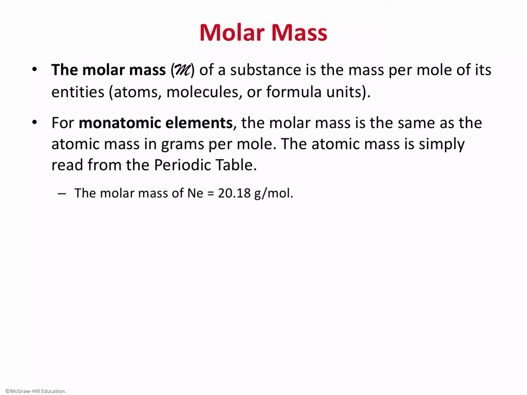Molar mass. The molar mass of a substance, given by the italic capital M, is the mass per mole of its entities. If you take 1 mole, what is the mass of its entities? Remember, entities could be atoms, molecules, or formula units. So for monatomic elements, meaning single atoms, the molar mass is the same as the atomic mass in grams per mole, which you find from the periodic table. Atomic mass is simply read from the periodic table. The molar mass of neon is 20.18 grams per mole, like that.